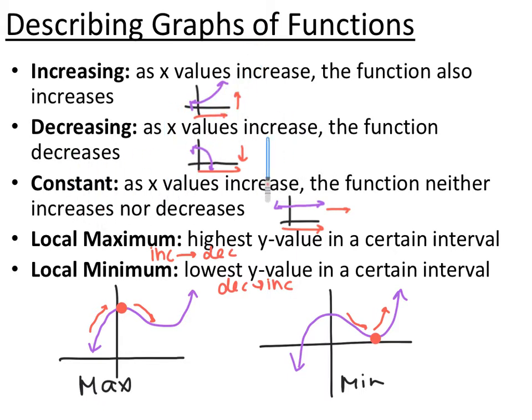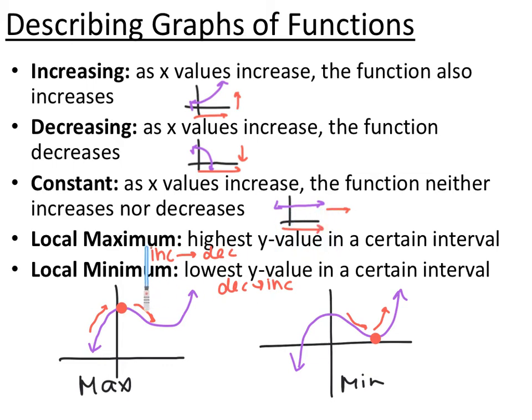Decreasing, as your x's are increasing, your function is decreasing. So as you're reading from left to right, as your x's are getting bigger, your y's are getting smaller. Constant, as your x's increase, the function neither increases nor decreases, so it's a horizontal line. So as your x's are getting bigger, or as you're reading from left to right, it's just staying constant. It's neither going up nor down.